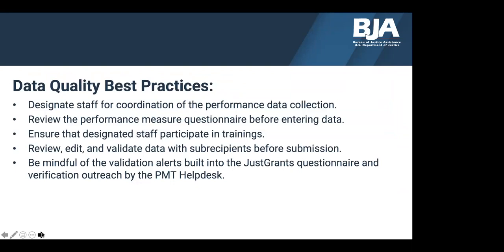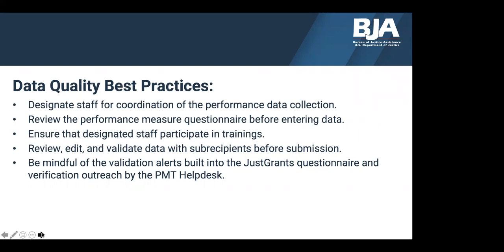We would also like to share some tips to improve data quality that your program can do from the very beginning. It is recommended that a designated staff person coordinates all performance measure data collection and entry to ensure consistency. If this is the first time you will report data, make sure you are familiar with the data you will need to collect and report. Do this by reviewing the PDF version of the questionnaire.